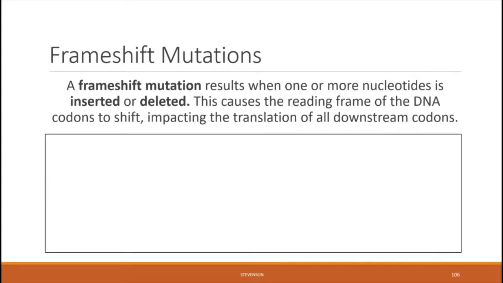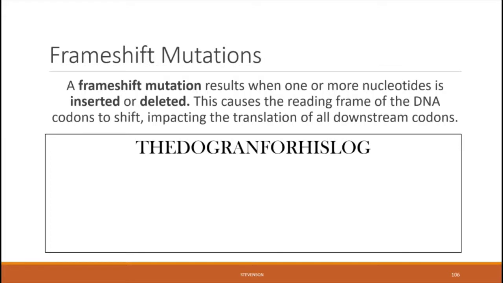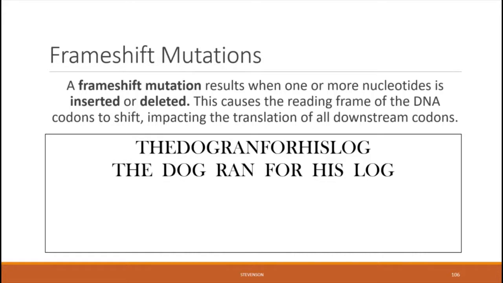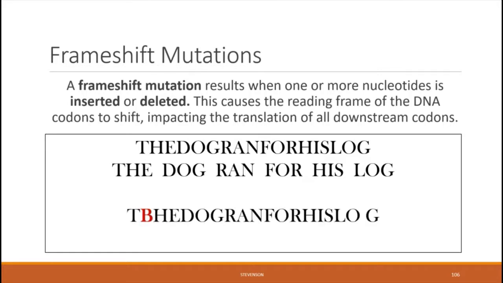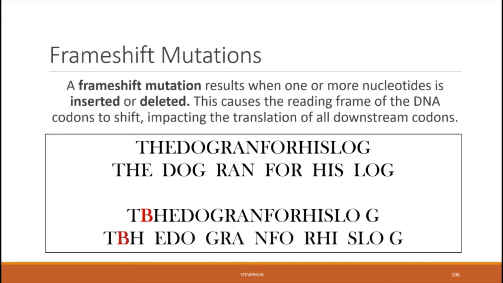You can imagine how this works if you take an example in the human language. I've got a sort of nonsensical sentence here made of three-letter words. If I take these letters here and I split them up into three-letter segments, we get "the dog ran for his log," and that is sort of a sensical sentence. But what happens if I take another letter and I insert it right at the beginning? Well, then if I ask you to slice this sentence up into three-letter words, now we have something that is totally different and makes no sense. So this is the basis for frameshift mutations, which can also be very dramatic and have very negative consequences for cells.